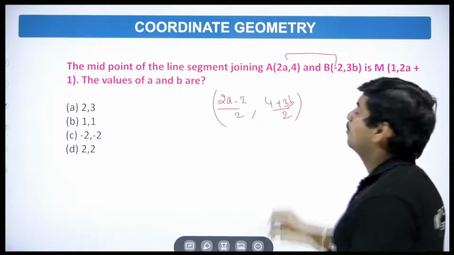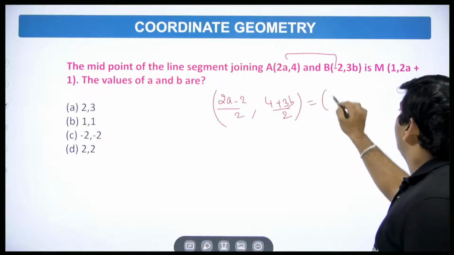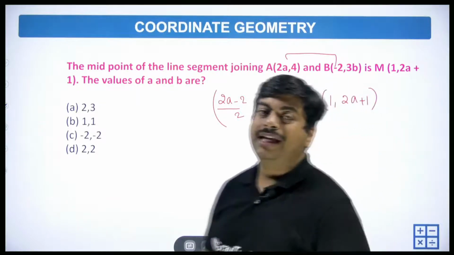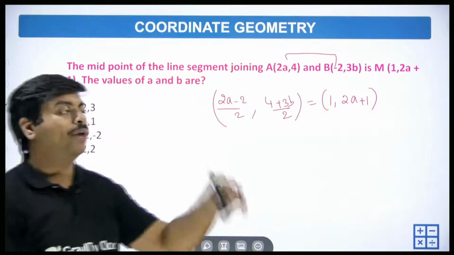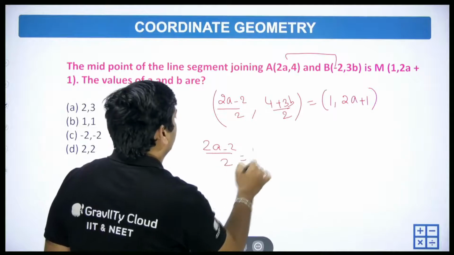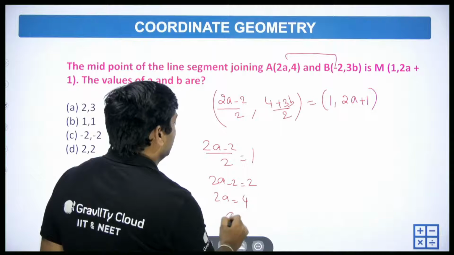This is the midpoint, (x1 plus x2) by 2, (y1 plus y2) by 2, which is equal to (1, 2a plus 1), right? So now you need to equate these two correspondingly, x to x and y to y. So (2a minus 2) by 2 is equal to 1. So 2a minus 2 is equal to 2. So 2a is equal to 4 and a is equal to 2.